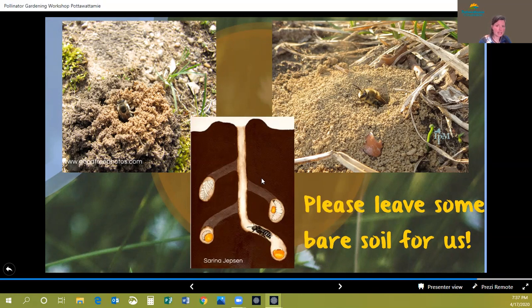So if you're willing to, leave bare ground. It's really important for them. And if anybody asks you, say that's where my bees are burrowing. And some of the early bees that you're seeing this spring are burrowing bees. They've come out from underground.